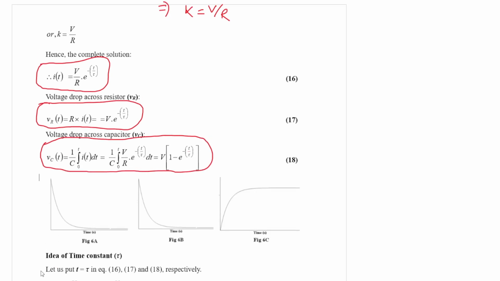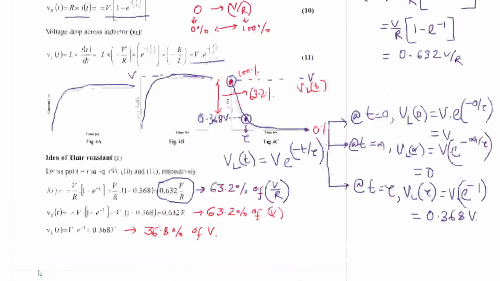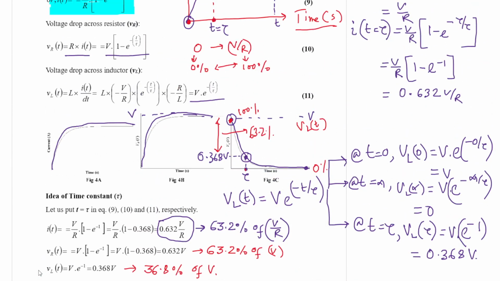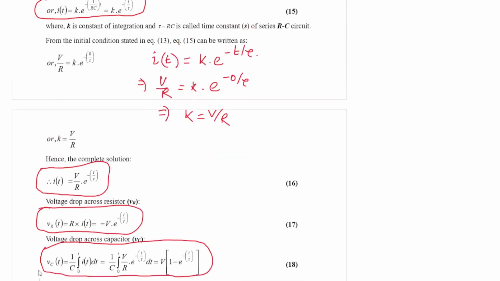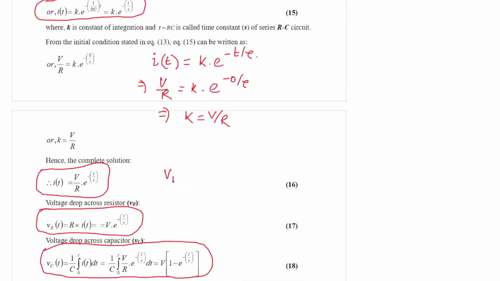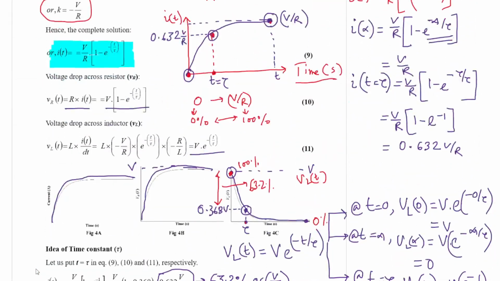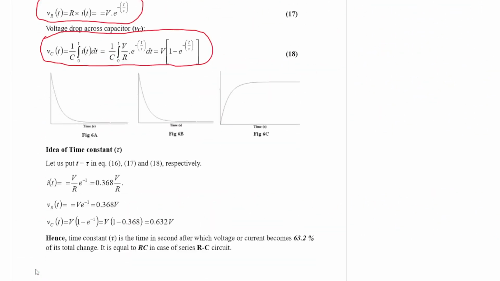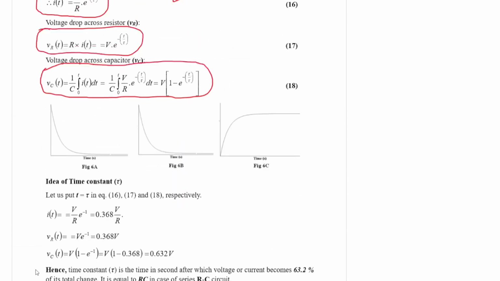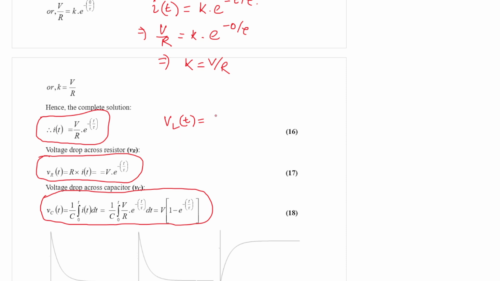Now, if you recall the previous case, the expression for VLT, that is the voltage across the inductor, was V into e to the power minus t by tau. So that is the expression of VLT in the previous case. Now you see these two expressions are the same.